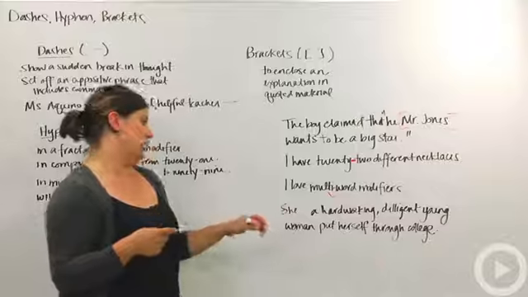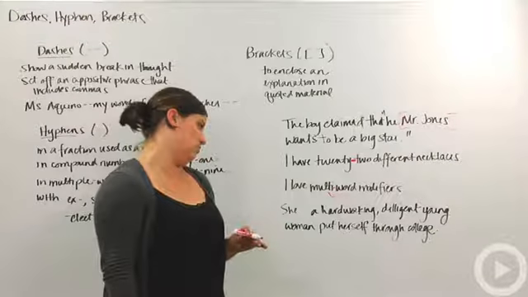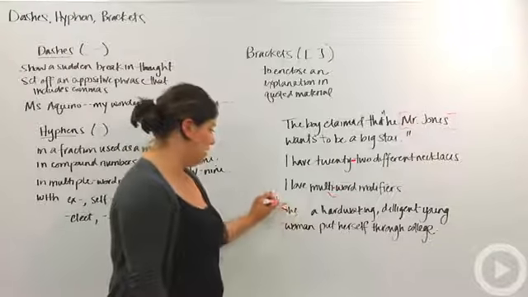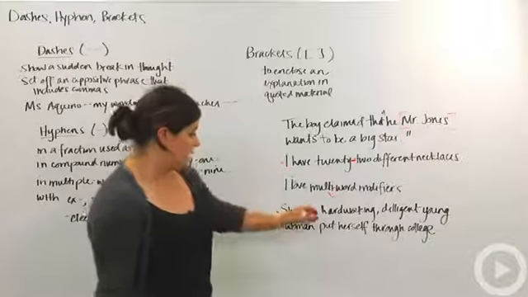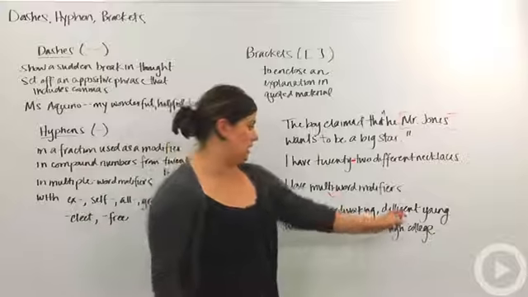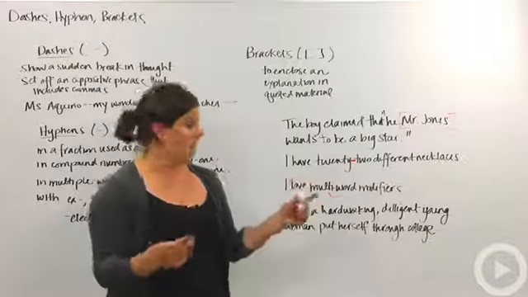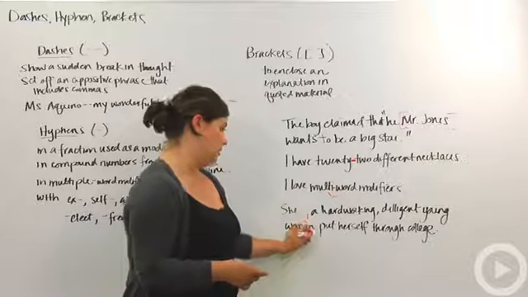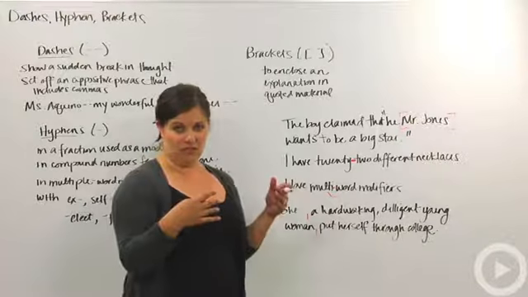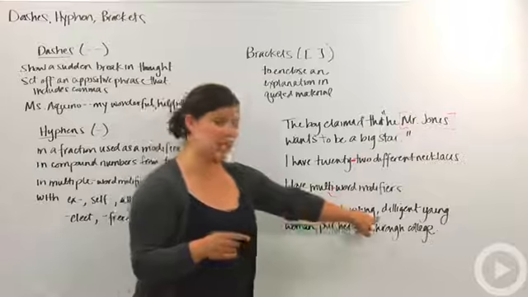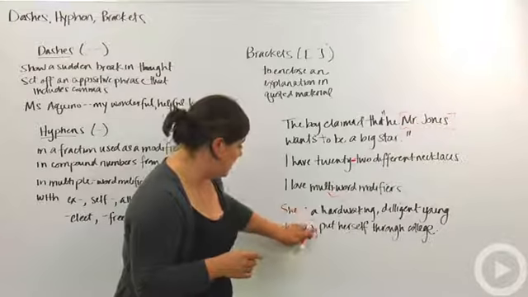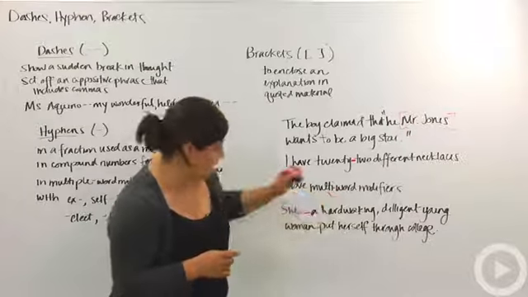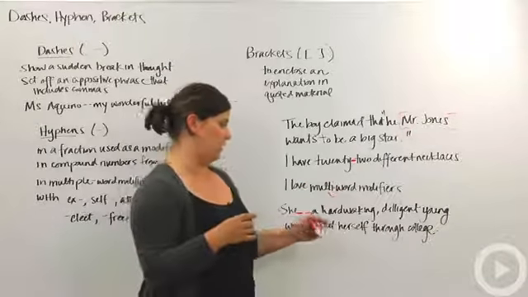And last but not least, she, a hardworking, diligent young woman, put herself through college. So we've got she as our subject, and then we've got this phrase that modifies it, a hardworking, diligent young woman. The problem here is that we've got commas in here, so that if we set this off with a comma, and we put a comma here, it gets a little confusing. So because we have commas inside this appositive phrase, instead of setting it off with commas, we're going to set it off with those dashes to really set it apart and clarify what's inside of there.